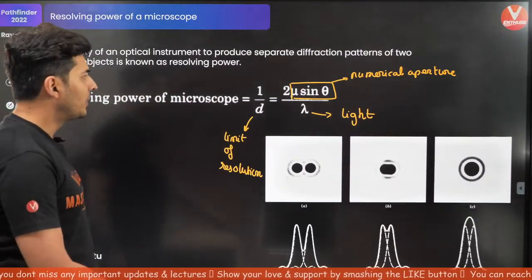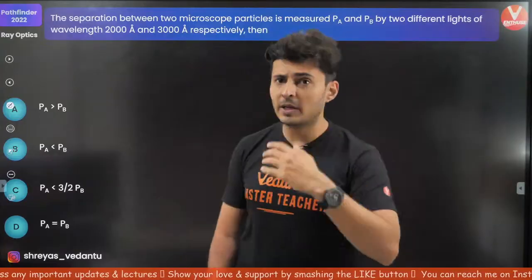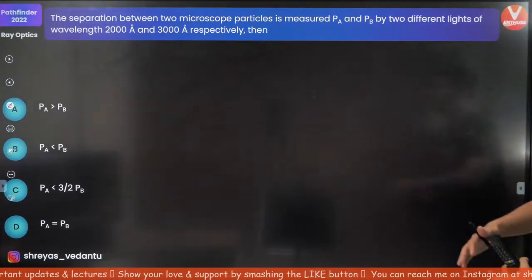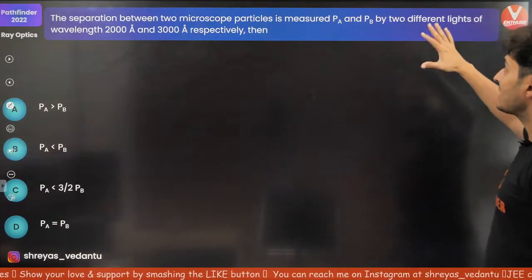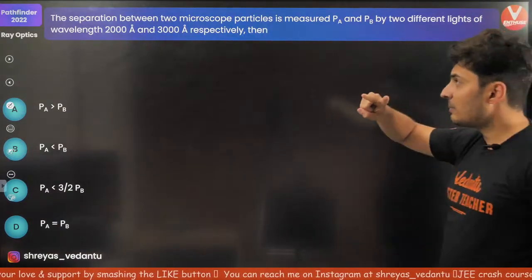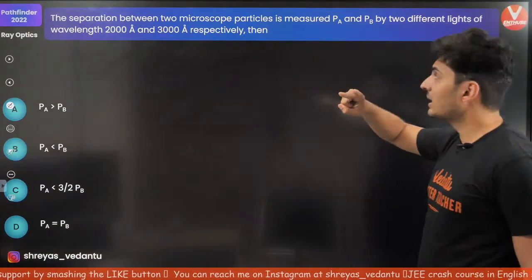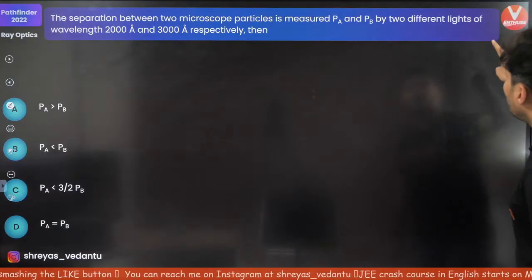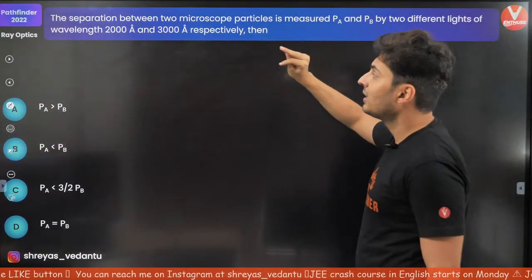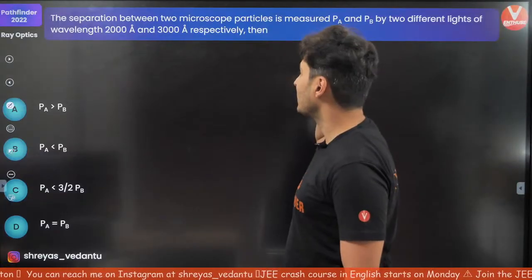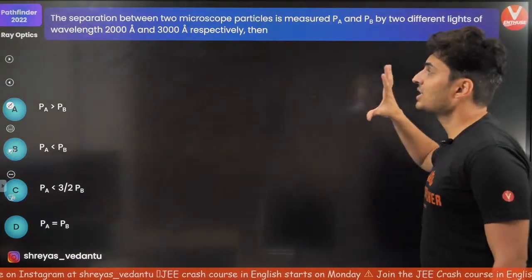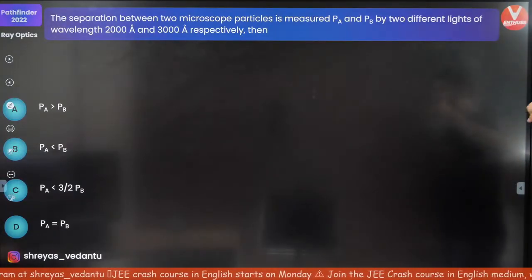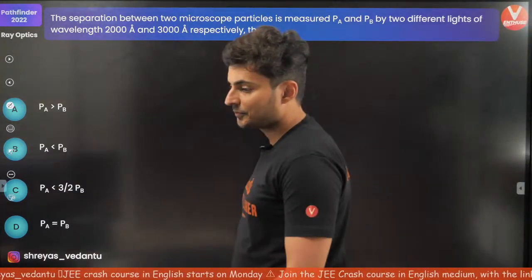Next, moving on to the next one. Here is a question coming up on your screen. The separation between two microscopic particles is measured as PA and PB by two different lights of wavelength 2000 Armstrong and 3000 Armstrong respectively. Then which is more, which is less? Come on, think about it.